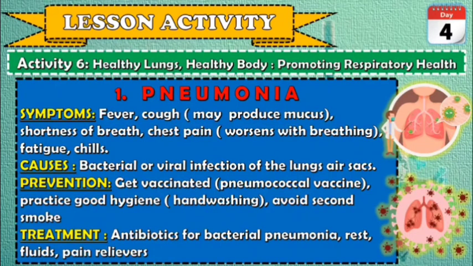Causes: bacterial or viral infection of the lung air sacs. Prevention: get vaccinated, such as the pneumococcal vaccine. Practice good hygiene, hand washing, avoid secondhand smoke. Treatment: antibiotics for bacterial pneumonia, rest, fluids, and pain relievers.